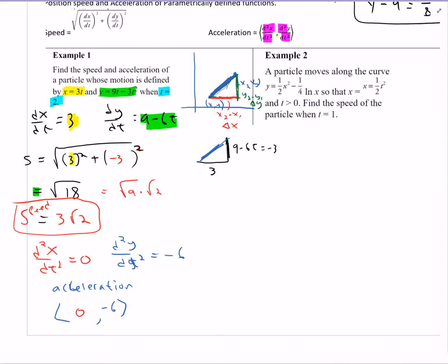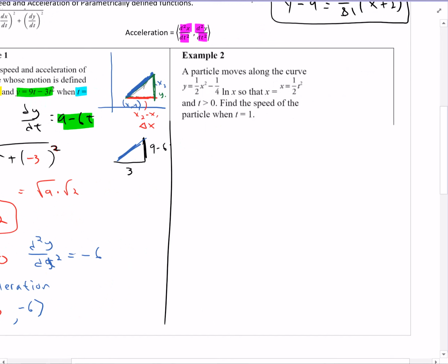Let's do another example real quick. This one only wants us to find the speed of the particle when t equals 1. So again, we're going to start with, oh no, look at this. Notice how it's not defined parametrically right now. The y coordinate is defined in terms of x, and the x coordinate is defined in terms of t. I think that's not supposed to be there. We can't apply this parametric reasoning if it's not in parametric form, so why don't we go and convert it to parametric form?